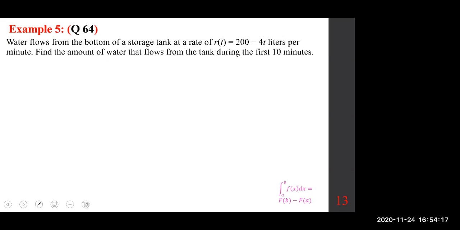All right. Water flows from the bottom of a storage tank at a rate of R of t is 200 minus 40 liters per minute. We want to find the amount that is going to flow out for the first 10 minutes. This is the rate class, okay? This is the rate.